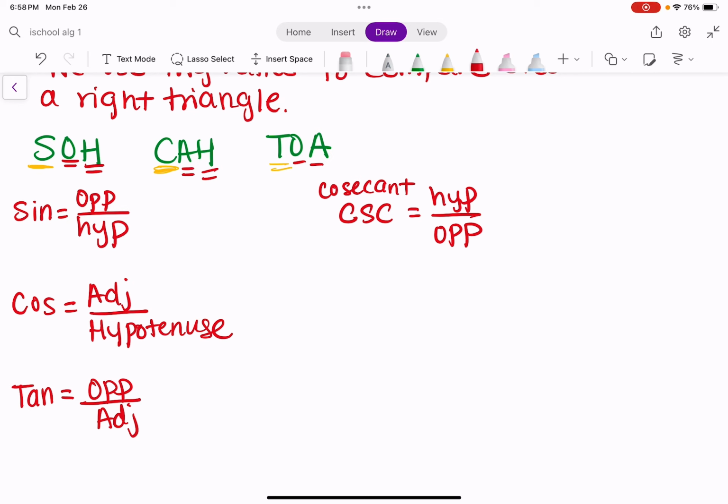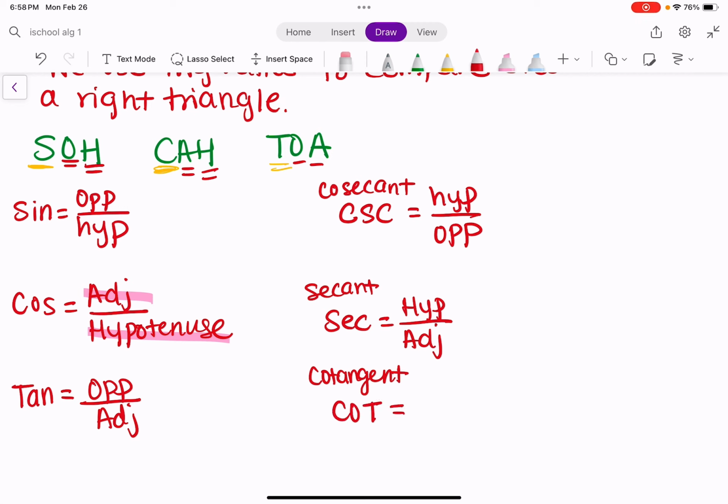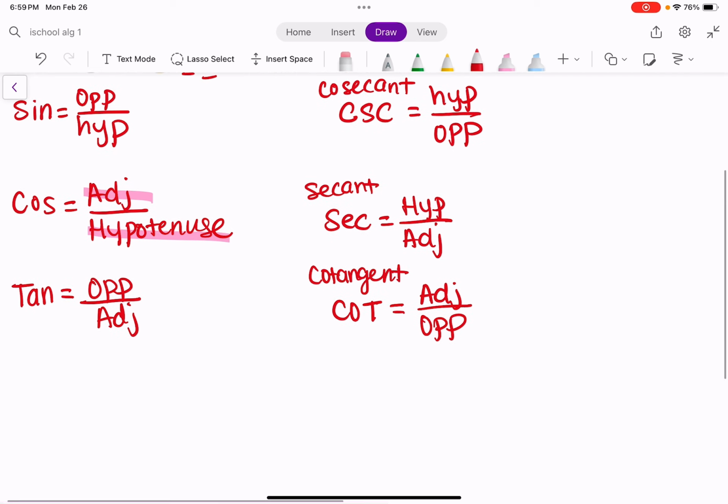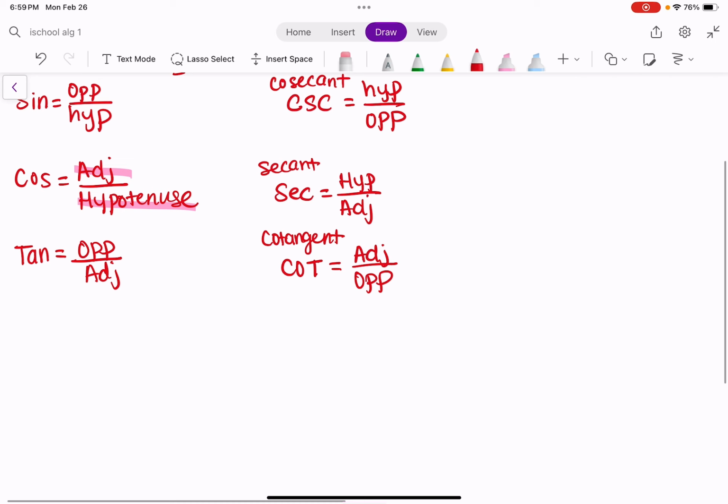The opposite of cosine is secant, okay, also known as SEC. So again, it's the opposite of cosine, meaning we're going to flip these, okay? So we have hypotenuse over adjacent. And then lastly, the opposite of tangent is cotangent, okay? That's COT. And it's the opposite of tangent, so instead of O over A, it's adjacent over opposite. Okay, so these are the 6 trig ratios now that you know. And in a right triangle, we can actually identify these ratios.